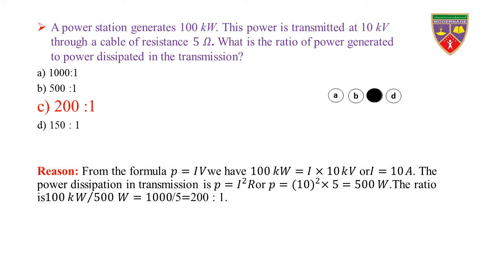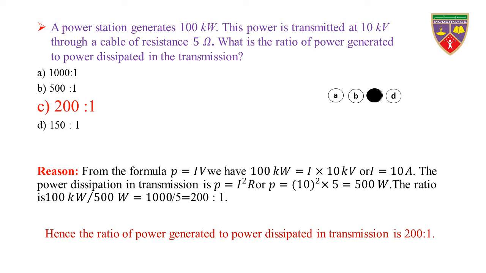Reason: from the formula P is equal to IV, we have 100 kilowatts is equal to I, the current, into 10 kilovolts. From this equation, I is equal to 10 ampere. The power dissipation in transmission is P is equal to I square R, or P is equal to 10 square into 5, which is equal to 500 watt. The ratio is 100 kilowatt divided by 500 watt, which is equal to 1000 divided by 5, which is equal to 200 to 1. Hence, the ratio of power generated to power dissipated in transmission is 200 to 1.